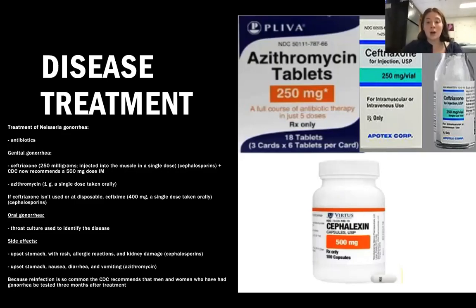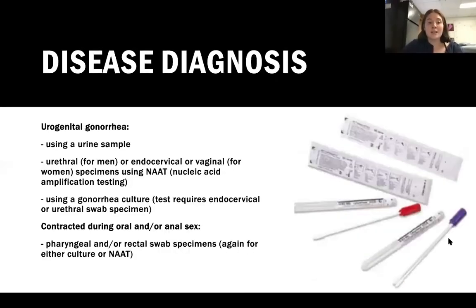Because reinfection is so common with gonorrhea, the CDC recommends that women and men who have had gonorrhea be tested 3 months after this treatment. Next slide, please. Disease diagnosis. The best ways of diagnosing urogenital gonorrhea are using a urine sample, a urethral swab for men, or endocervical or vaginal swab specimens for women, using nucleic acid amplification testing, or NAT, and using a gonorrhea culture, which is a test that requires endocervical or urethral swab specimen. For diagnosing gonorrhea contracted during oral and or anal sex, pharyngeal and or rectal swab specimens are used.